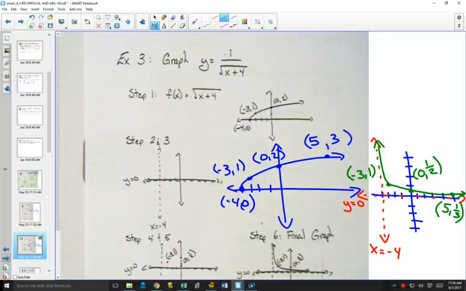Ooh, new name. Boomerang. Yes. No? Okay.